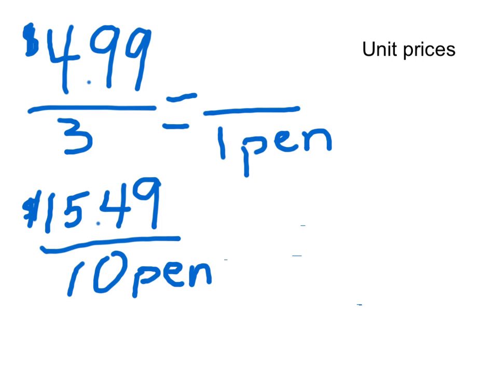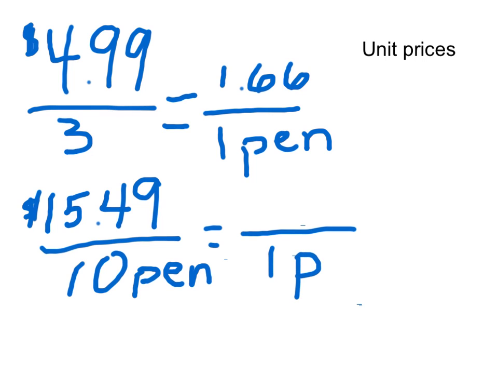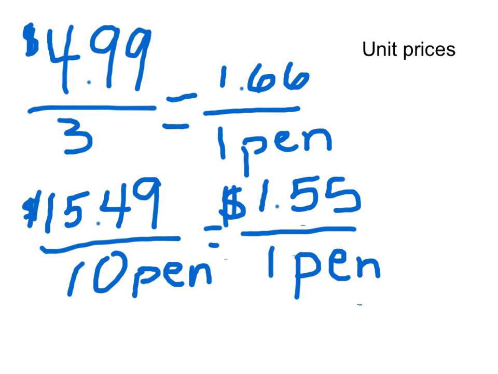So we already know that I'm paying $1.66 for 1 pen. How much am I paying for the 10 pens? $15.49. If I reduce this to a unit price, the cost of each pen in this part of the problem is $1.55 per pen. So which is the better deal? This one right here. Okay, so I'd like you to stop the vodcast and go try a couple of unit prices in the study guide.